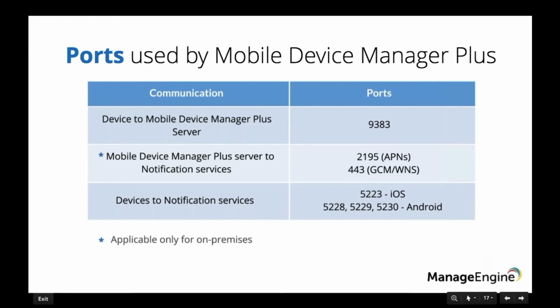As you just saw, there's a lot of communication that is happening in the MDM server setup. So how does this communication happen? This communication happens using ports, which facilitate all the communications that are happening on the MDM server. For example, the device to MDM server communication takes place in the secure HTTP channel using port 9383. The MDM server to notification services uses port 2195 in case of APNS and 443 in case of GCM or WNS. Similarly, the device to notification services uses these ports.